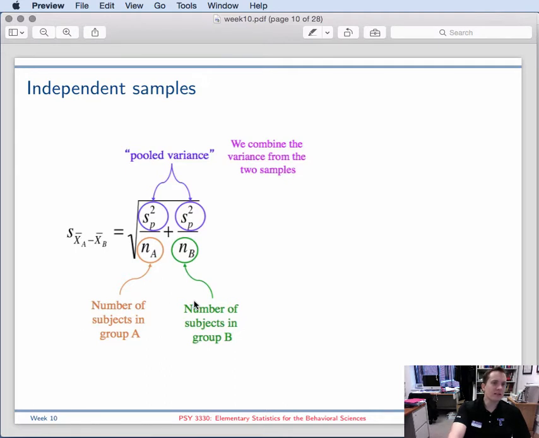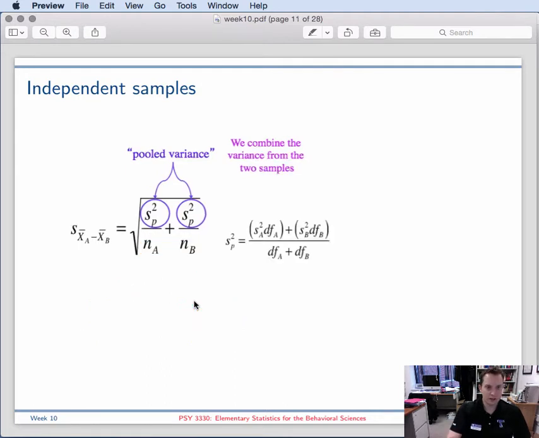Well, the first formula I'm going to give you for pooled variance is going to scare you. All right, here it is. This is pooled variance. Whew. All right, what is all this stuff? Well, pooled variance is what you get when you take the variance from sample A times the degrees of freedom from sample A, plus the variance from sample B times the degrees of freedom from sample B, over the sum of the degrees of freedom for both samples A and B. That's a mouthful, right?